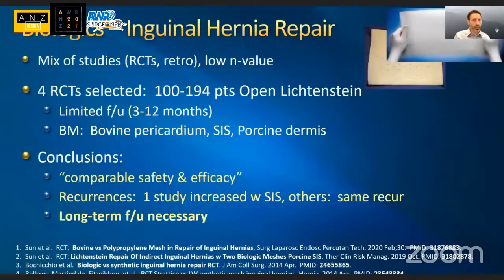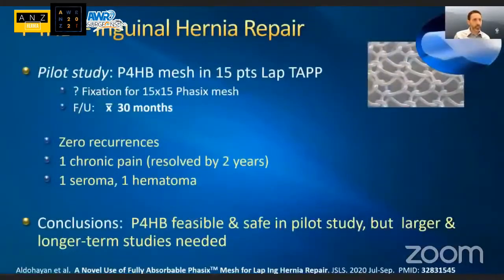So most studies show that biologic meshes are safe and effective with somewhat similar outcomes, although one study showed an increased recurrence with small intestine submucosa. The bottom line is that larger and more long-term follow-up studies are necessary to advocate for the use of biologic mesh in general. How about bioresorbable meshes like poly-4-hydroxybutyrate?